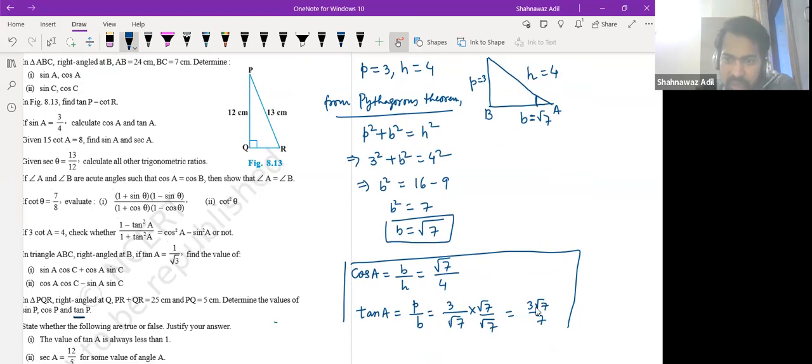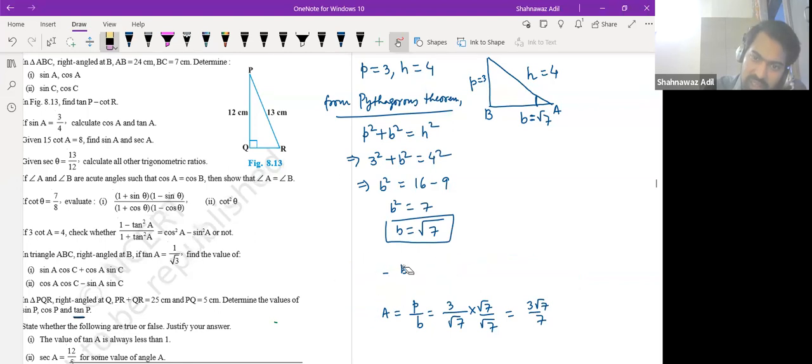And tan A is perpendicular by base. We don't need to find out what the value of root 7 is and then put it in. If this is enough, we can just leave it at that.